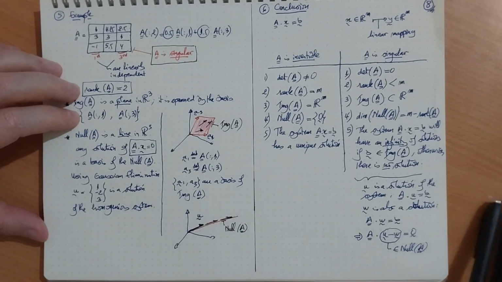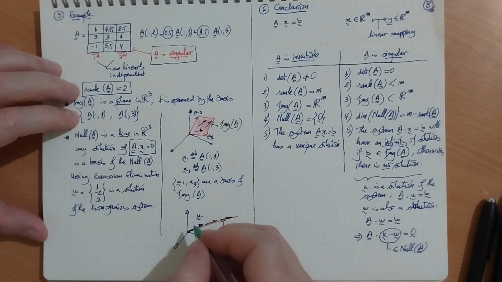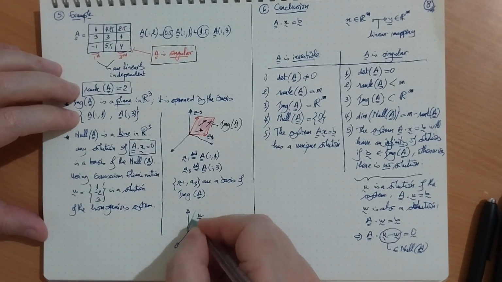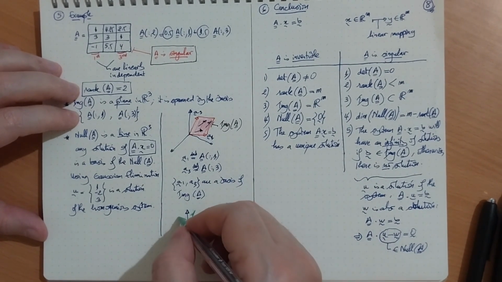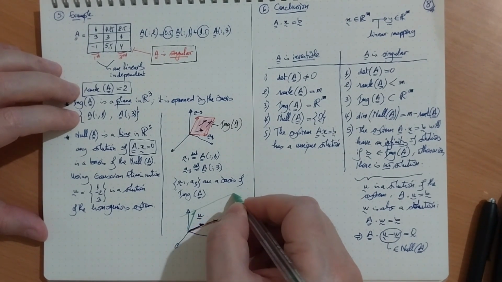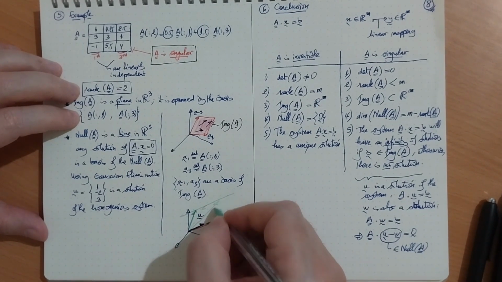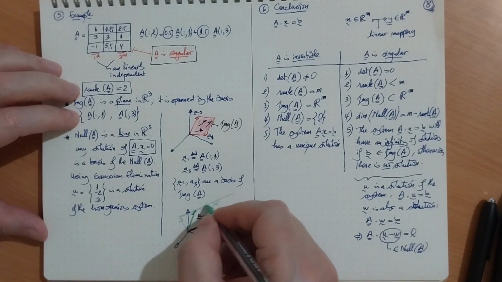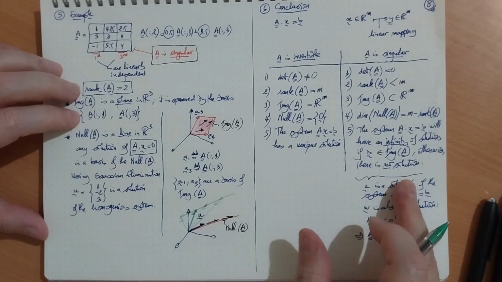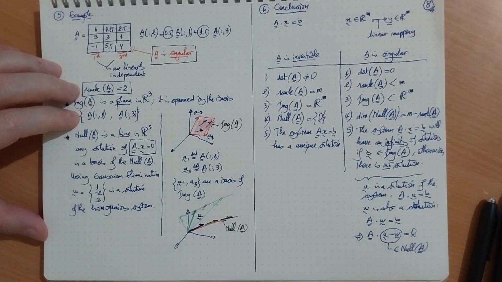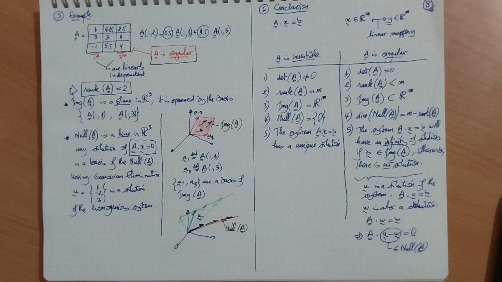You can easily check here that if this vector is a solution, then this line parallel to the null space is also a solution. So all of these are solutions of the system when A is singular. So this is the conclusion for this section, matrix algebra.